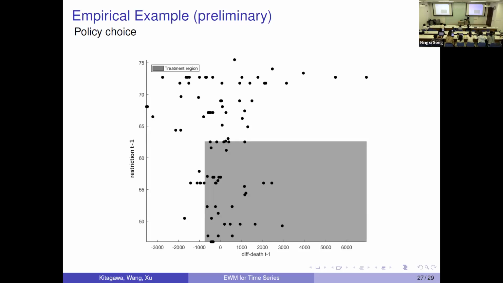So if the difference is not going down, and if the restriction level in the last period is not too high, we should not relax the restriction level. This is the simple application of our proposed approach. And in our paper, we actually use a more complicated approach with a decision tree to include more policy variables.